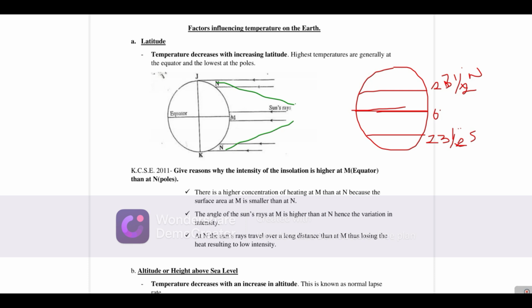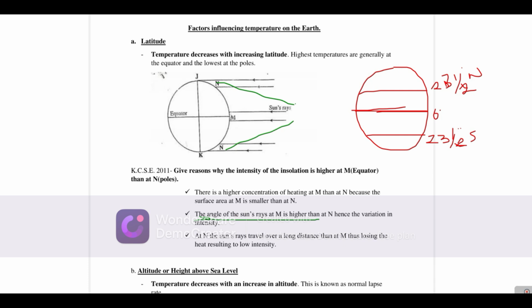Another reason is that the angle of the sun's rays at M, that is the equator, is higher than at N, hence variation in intensity. So if you look at the angle here, I said it is 90 degrees compared to that one which is at the poles, that is N.